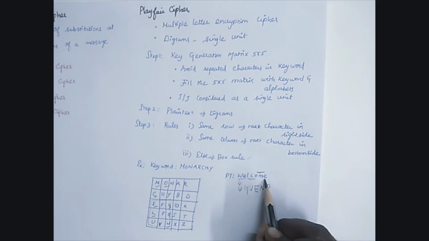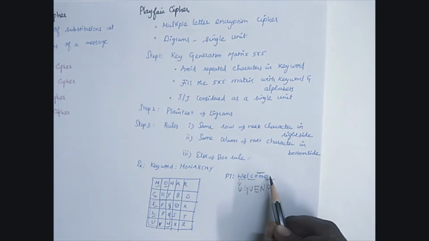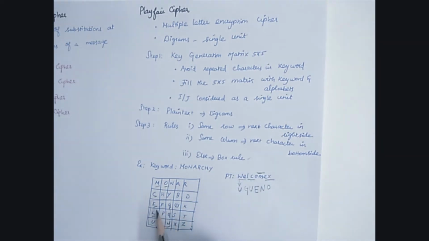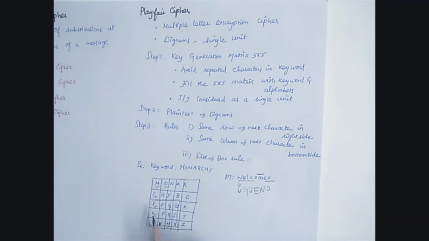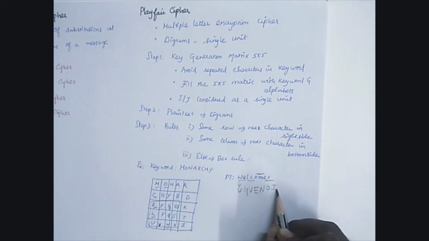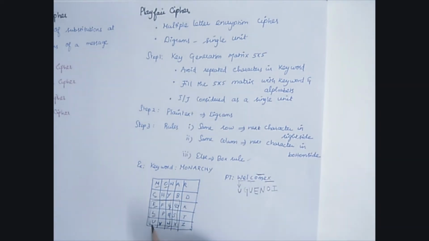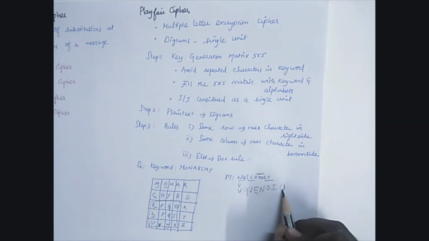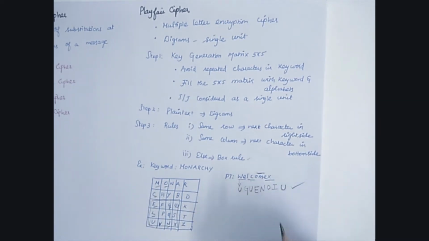And E is the single character, so we need to add one more character. So we may take any character. For this one, we will take X. So E and X, we need to apply the box rule. For E, the character is I or J, we may consider I. For X, the character is U. So this is the ciphertext value.